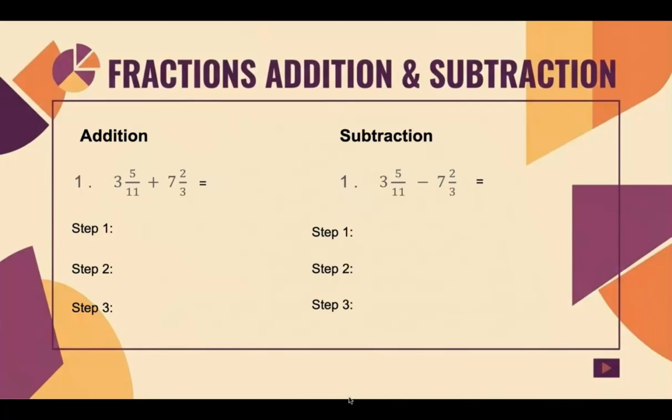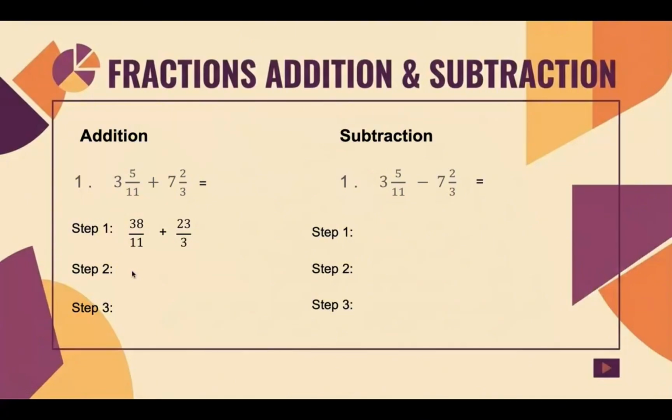First up we have 3 5/11 plus 7 2/3 and 3 5/11 minus 7 2/3. We will solve this using method 1. The first step is to convert the mixed fractions to improper fractions. So here we have to do 11 times 3, which is 33, and then add 5. So we will get 38, and the denominator 11 stays the same. And for the second fraction, 3 times 7 is 21, and 21 plus 2 is 23, and the denominator 3 stays the same.